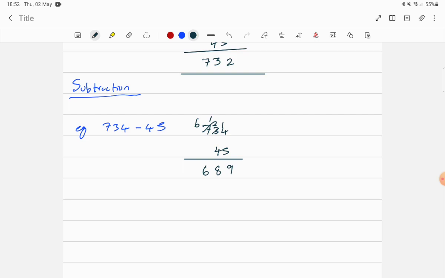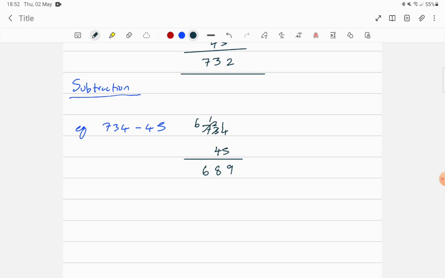Whenever you have something that's less than 0, so 4 minus 5 is less than 0, you would have to borrow or take 1 from the tens column, or take 100 from the hundreds column, in order to subtract that specific number at the bottom. This is how you would do, you can say, long subtraction.